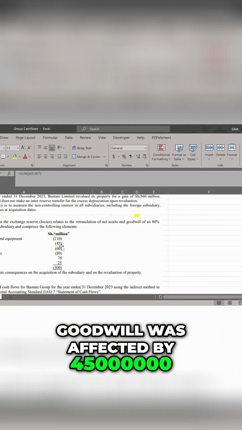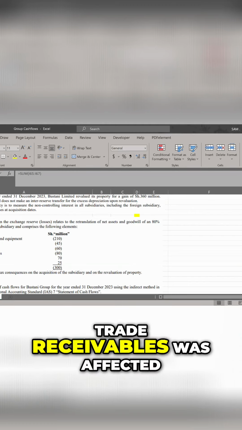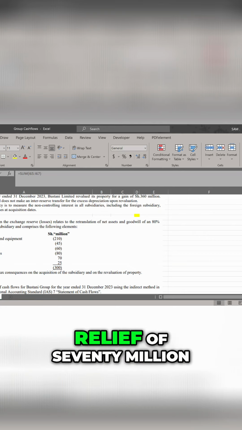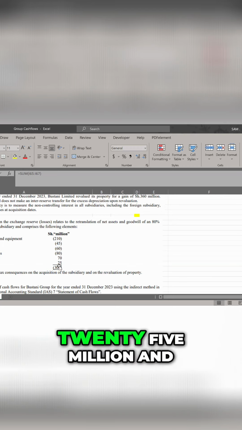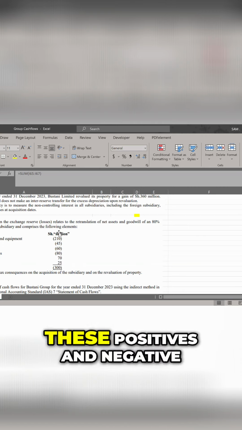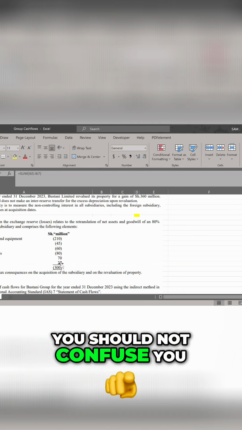Goodwill was affected by 45 million. Inventory was affected by 60 million. Trade receivables was affected by 80 million. Trade payables, we got a relief of 70 million. And then current tax also was reduced by 25 million. And remember, these positive and negative signs should not mislead you, should not confuse you.